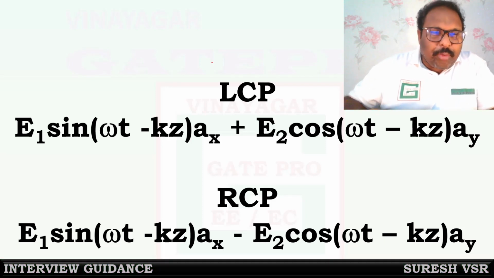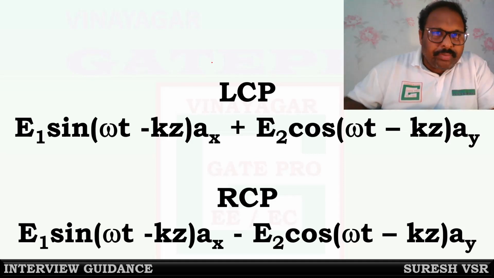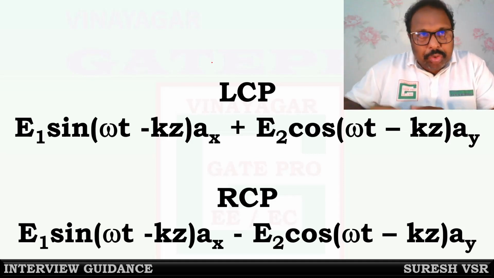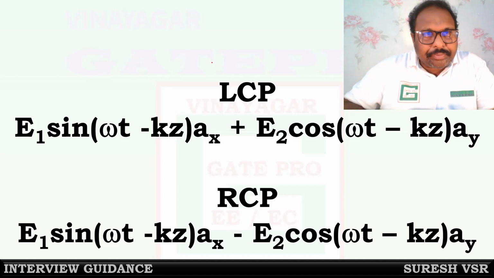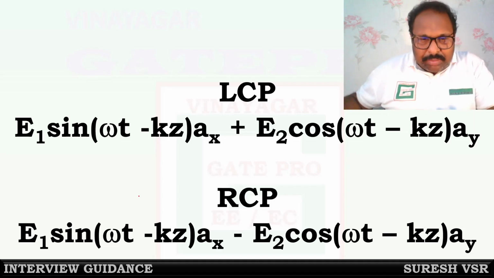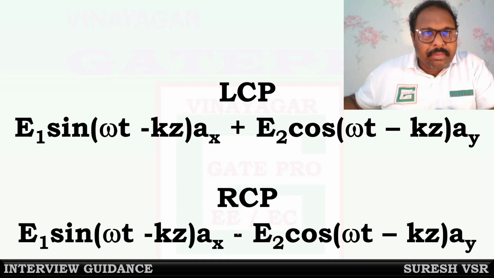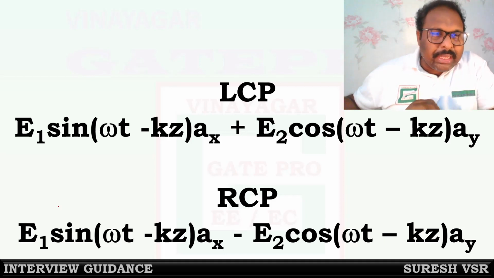Look at a right circular polarized wave with equal amplitude in x and a minus E2 out of phase, exactly the cos term. Because wherever a minus comes in one of the components, left automatically becomes right. So left becomes right because a minus is coming here. So add both of them, it becomes simply two E sine, a single component.